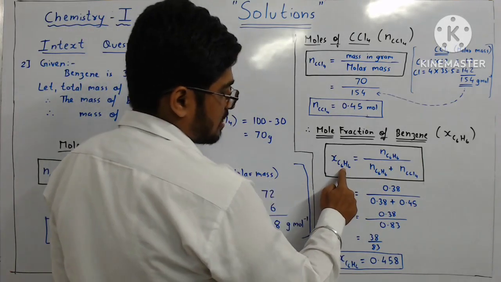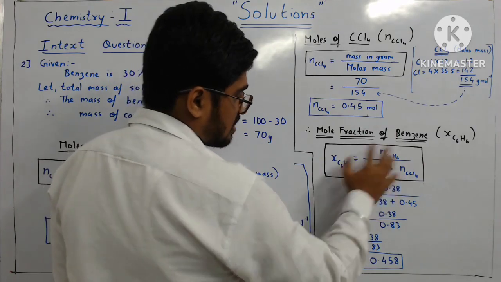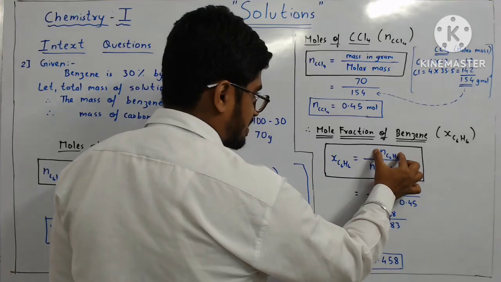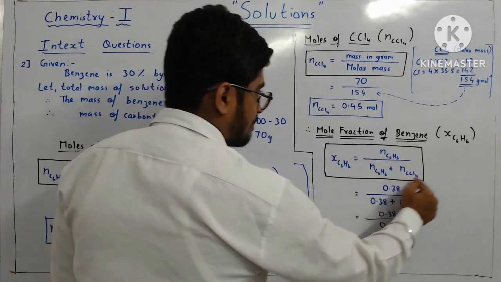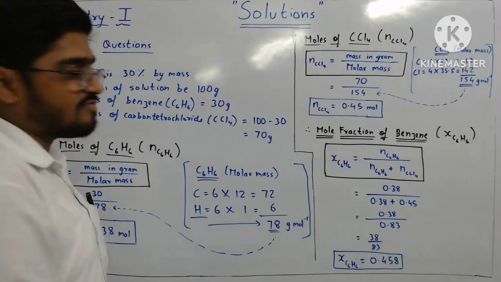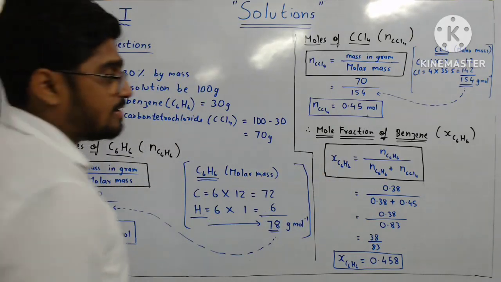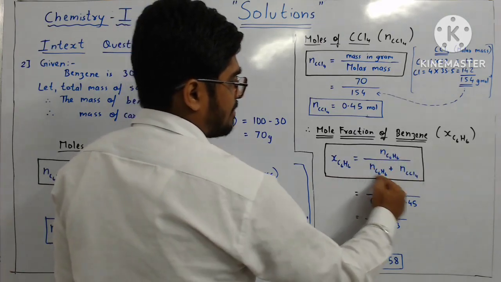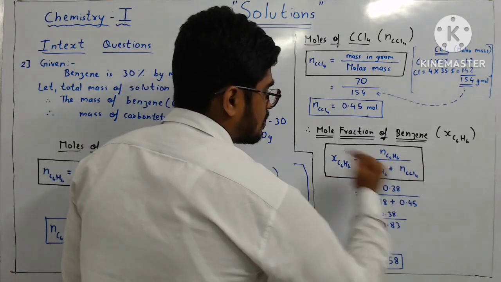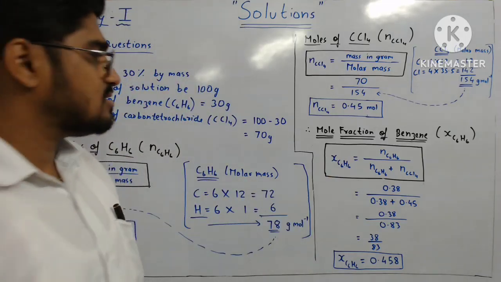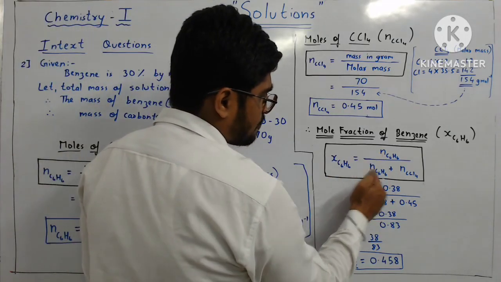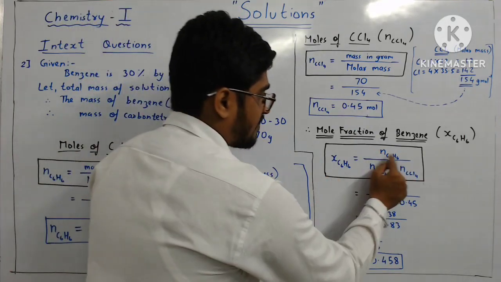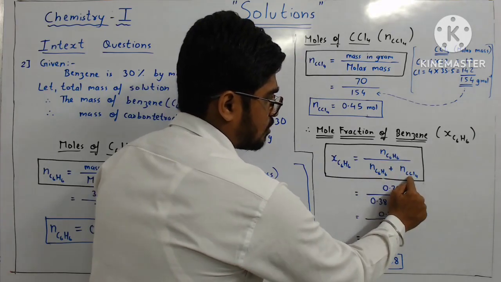Mole fraction of something is given by the formula: number of moles of that particular thing, which we need to find, divided by number of moles of the whole solution. This is the formula to find the mole fraction. Now friends, students, we don't know the number of moles exactly. This N means number of moles, and it is not given in the question. So first let us find the number of moles of benzene and the number of moles of carbon tetrachloride.